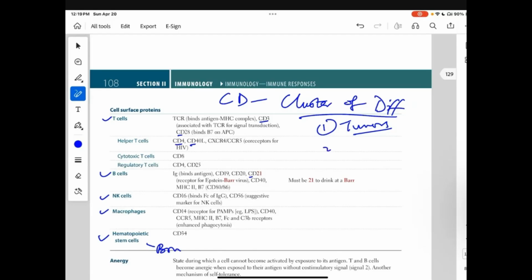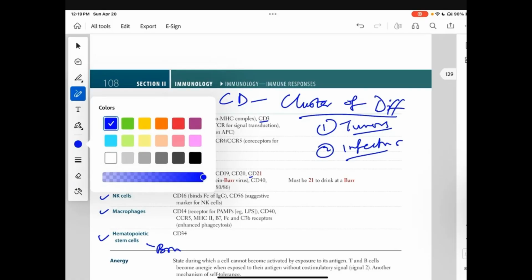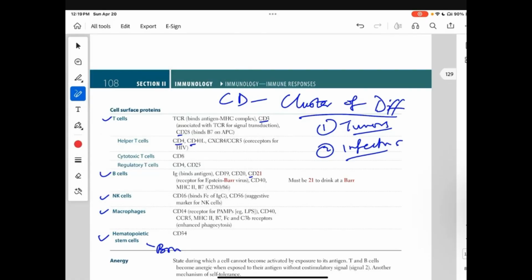The other thing is infections. Why is that so? Some of the markers you're seeing here are useful as cell surface receptors that infectious pathogens will use to infect these white blood cells. The most common here is CXCR4 and CCR5. This is a cofactor that HIV uses to infect CD4 cells.